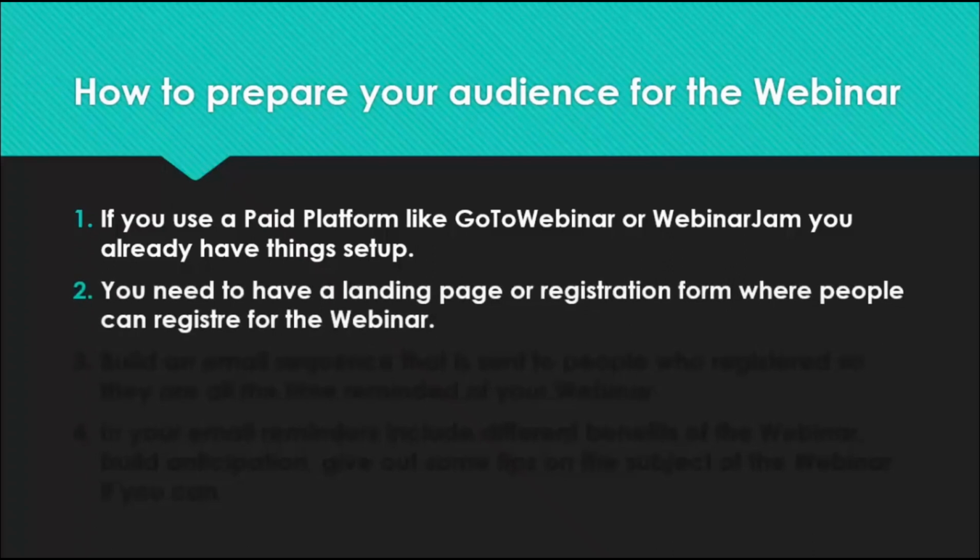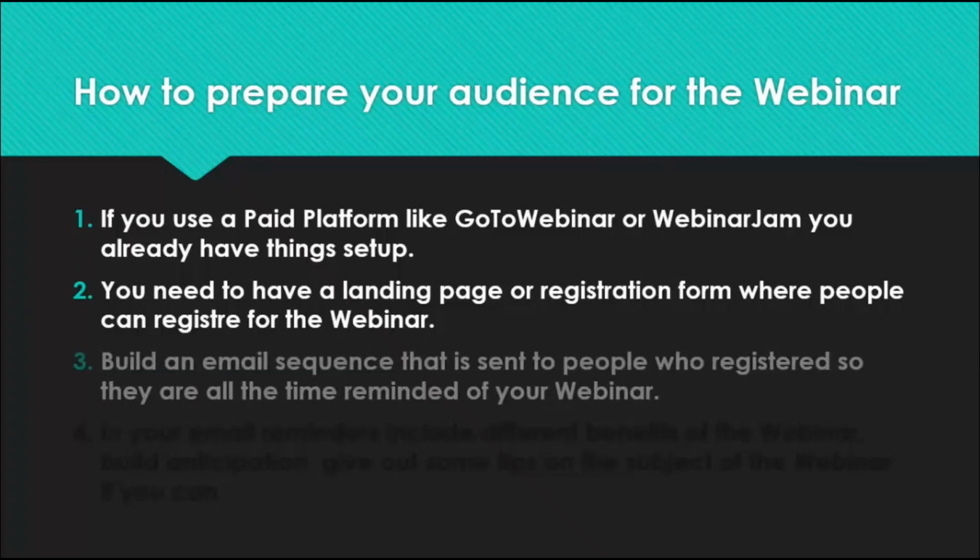Now the second thing is that if you do not have a paid platform, and we will practically talk in this course and in this series about how to create your own free webinar page, so you won't use a paid platform like GoToWebinar or Webinar Jam. If this happens, you need to have a landing page or a registration form. You need to have these things set up where people can register for the webinar. After that, you need to have built an email sequence that is sent to people who registered, so they are all the time reminded of your webinar.